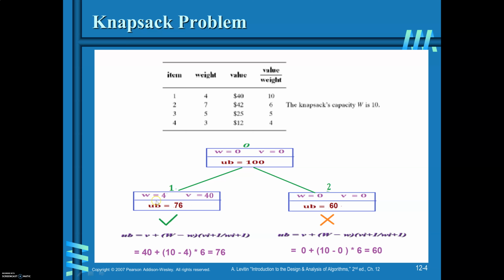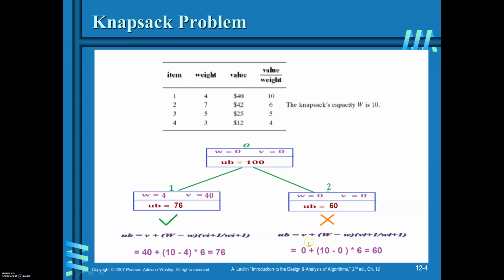When you consider the first item into the sack here, the weight occupied in the sack is 4 and the value is 40. Look at here, the weight of the first item is 4 and the value is 40. Now calculate the upper bound. So V is 40 plus the capacity of the sack, 10, minus 4, into the ratio 6. So the total here is 76.